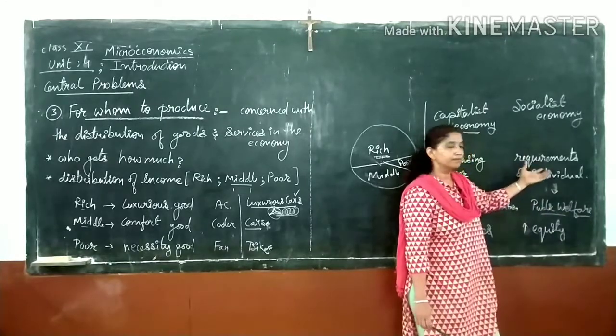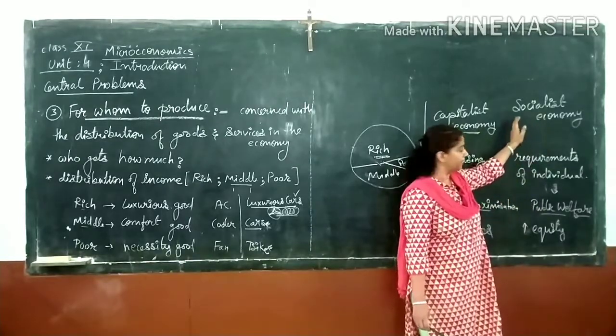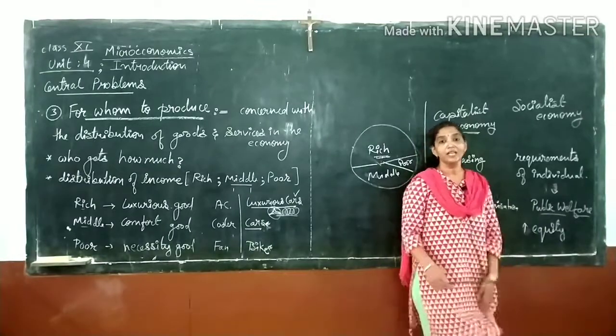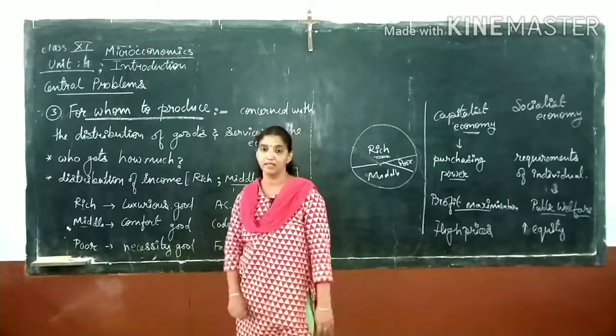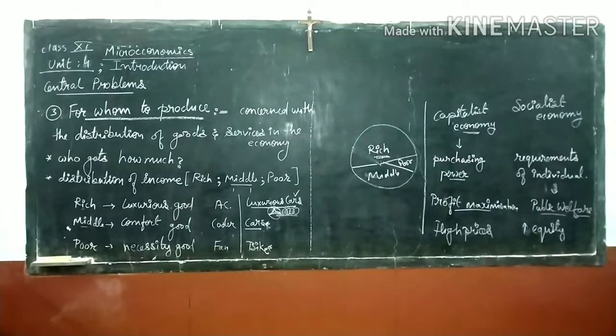By using these measures, the socialistic economy will try to increase equity. And for promoting equity, the economy will produce necessity goods and comfort goods instead of luxurious goods. We can say that by producing luxurious goods any economy can make profit and maximize the profit. But if the economy is socialistic and its main focus is on public welfare, in that case necessity goods and comfort goods will be produced more.